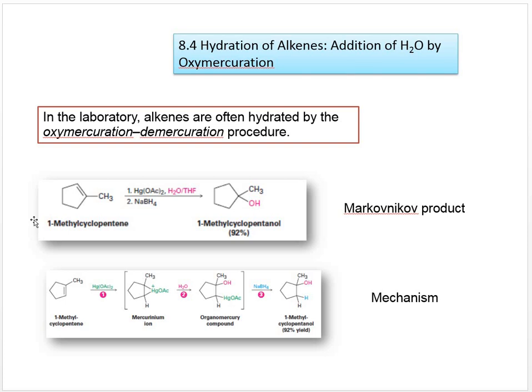Okay, so after learning what a hydration reaction is, we are going to learn another method to hydrate alkenes. This method is called the oxymercuration-demercuration procedure. In laboratories, using a high temperature, strong acid catalyst way is difficult. It's not environmentally friendly, and also it's not easy to control. So instead of that, we use another method for hydration of alkenes. We call it oxymercuration-demercuration.